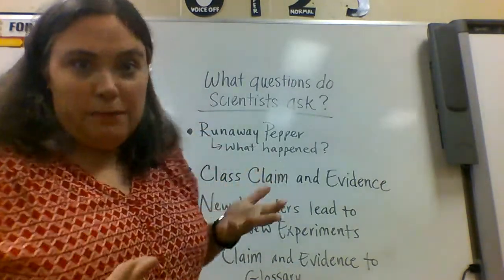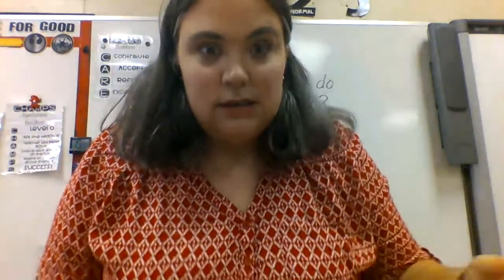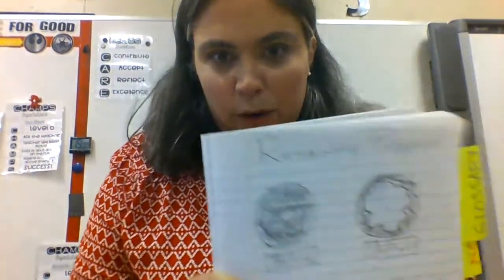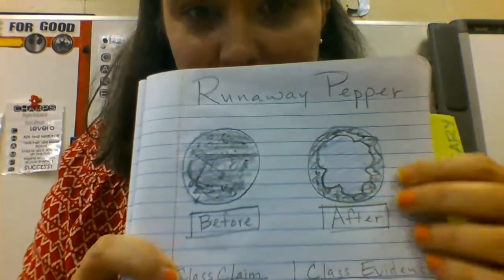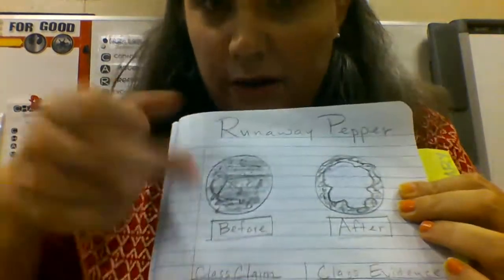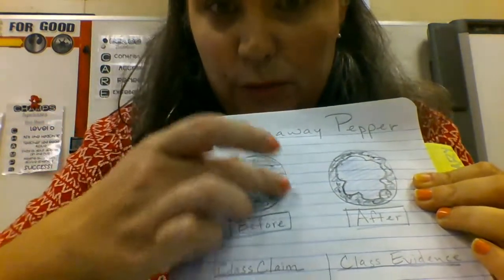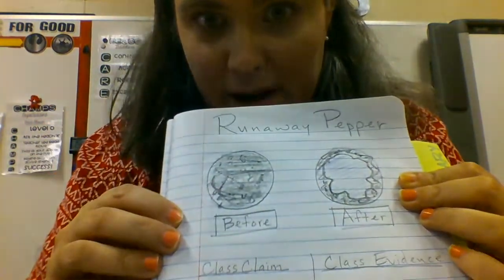All right, so runaway pepper, what happened? Well, you should have already filled in the bubbles in your journal, the before and after bubbles, and completed that experiment. Let me show you what happened when I did that. My before, if I was looking down into the top of my bowl, the pepper looked like it was pretty much covering the top, right?